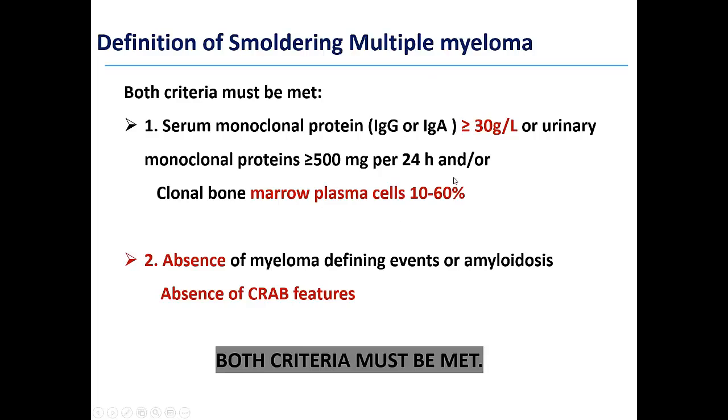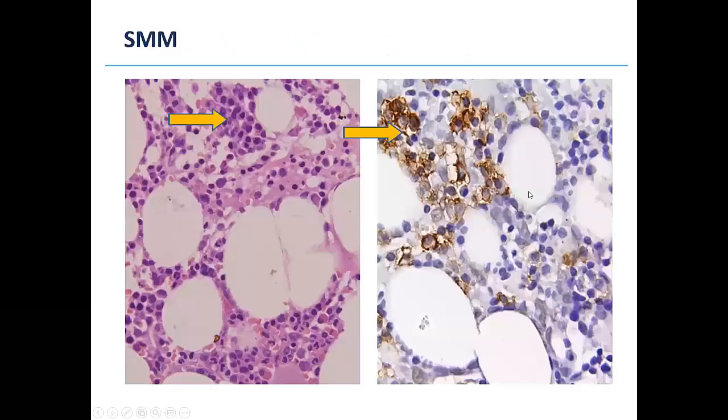Otherwise, the number of plasma cells could be the same, 10 to 60% or more than 10%, and protein should be more than 30 grams per liter. Now this is a case of smoldering multiple myeloma.